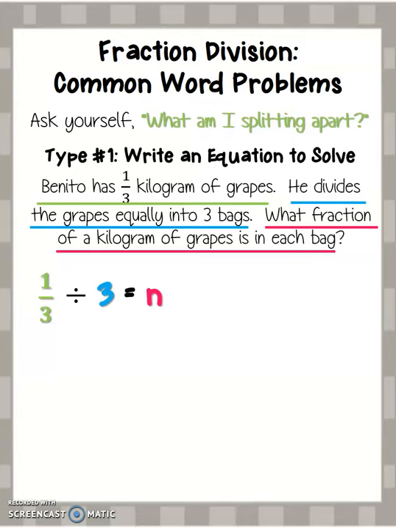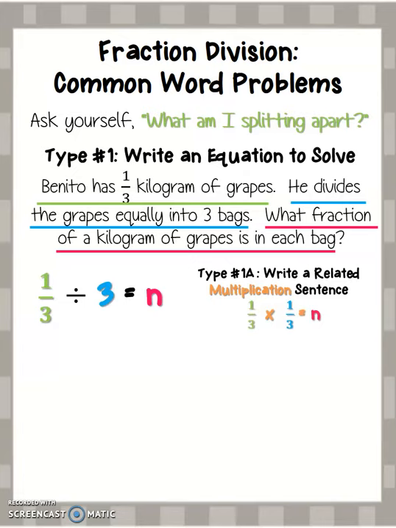Now this, of course, is a division equation. You might also be asked to see or to match a related multiplication sentence. Now we know that to solve a division problem, we use KFC. Keep the first number the same, flip the second number, and then change the sign to multiplication. So all we have to do to write a related multiplication sentence is to follow the steps of KFC. So I could write 1/3 times 1/3 equals n because I kept the first number the same, I flipped the second number, and I changed the sign to multiplication.